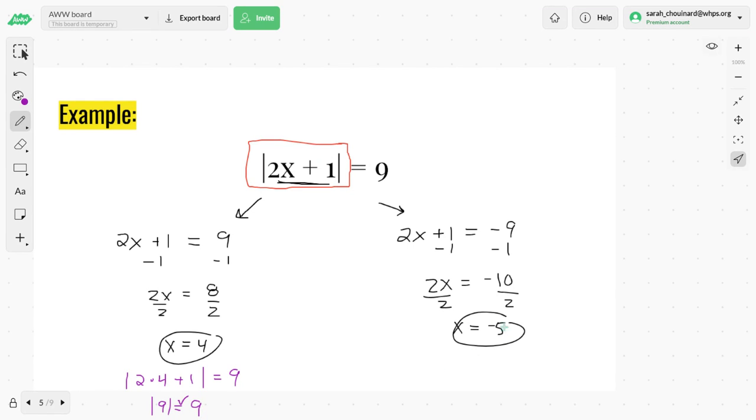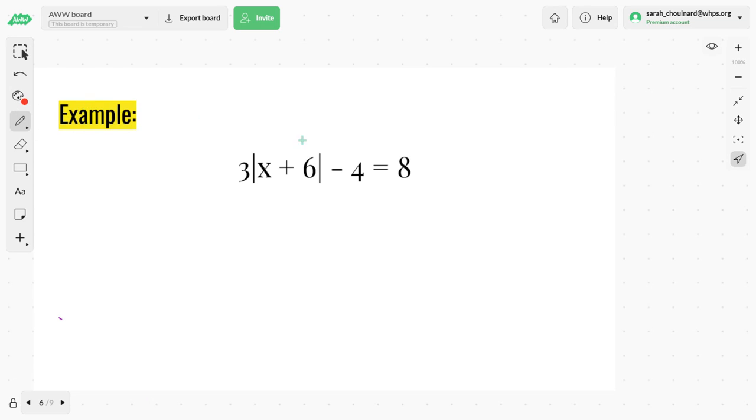Same thing if I plugged in -5 for x. I'd get the absolute value of 2 times -5 plus 1. 2 times -5 is -10. -10 plus 1 is -9. The absolute value of -9 is +9. So both answers work, and technically we would put the word or. x could be 4 or it could be -5 to make this a true statement.